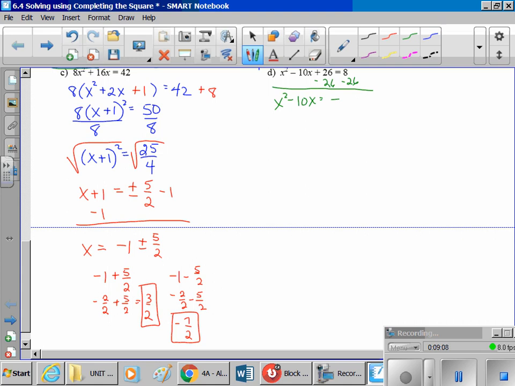I'm sorry, I have negative 18, so that's not right. So 8 minus 26 is negative 18. So negative, oh, that's where the negative 18 comes from. Okay, so that's where the negative 18 comes from.